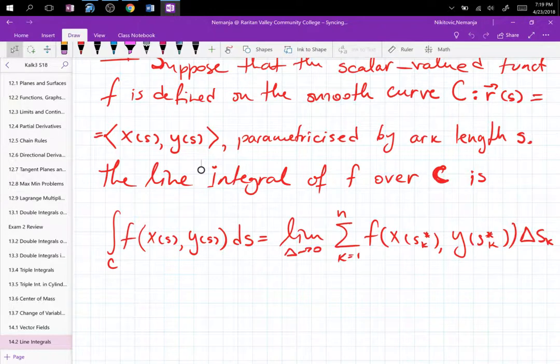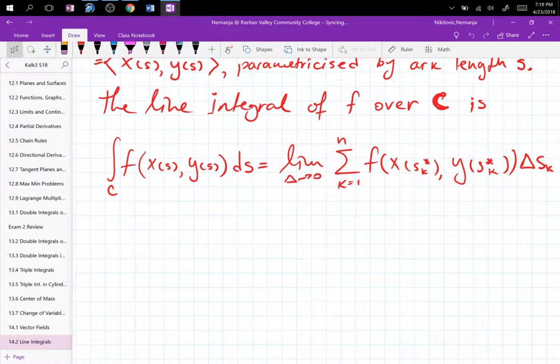Now, I am going to go to the theorem, which is the one that we use to compute, and this is the one that you must memorize in order to operate in this section and beyond. So, theorem, evaluating scalar line integrals in R2.